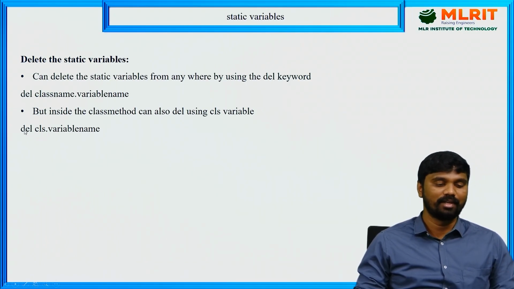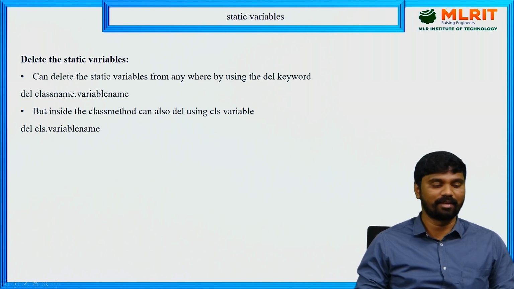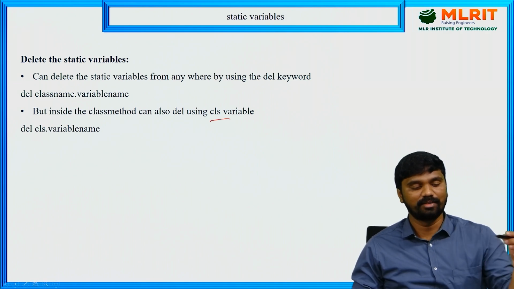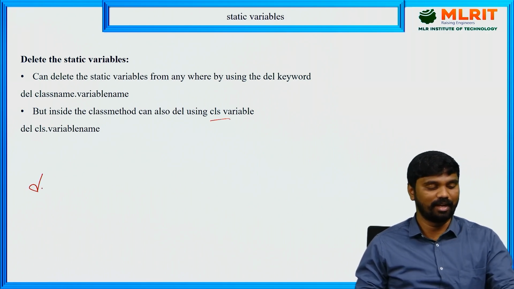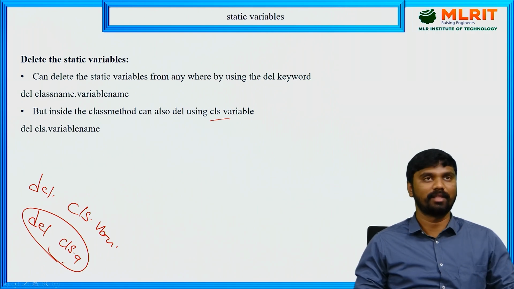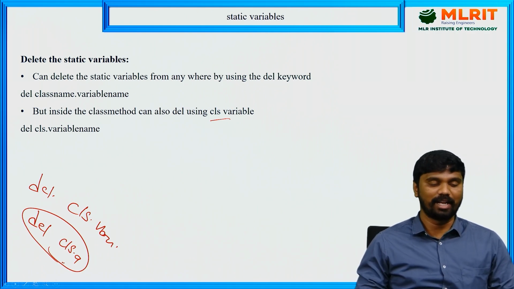Next, in another way also we can delete. If you want to delete a static variable inside the class method, then you can use the cls variable, that is del cls.variable_name, for example del cls.a. Like that you can delete the static variable inside the class method, right?